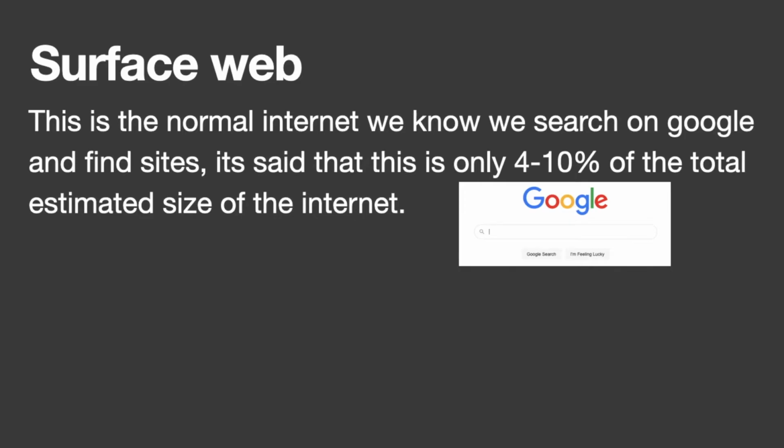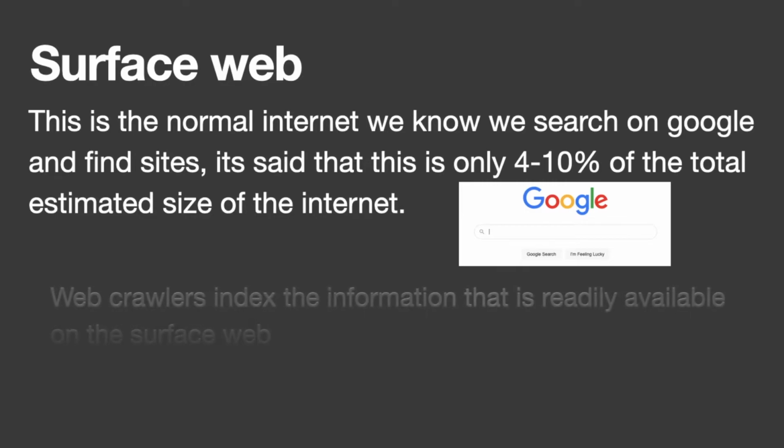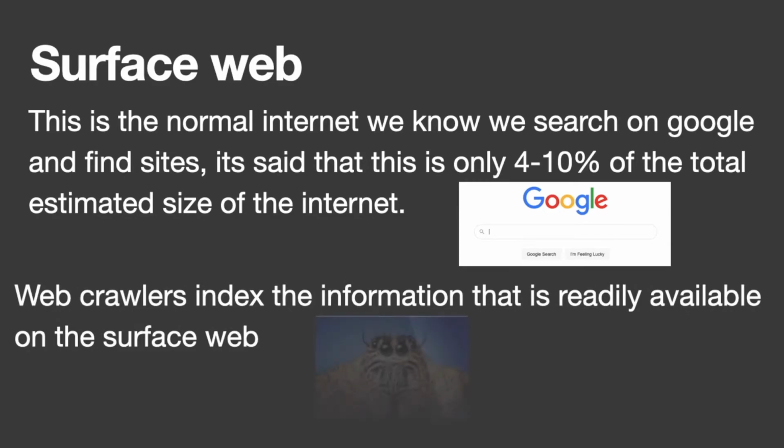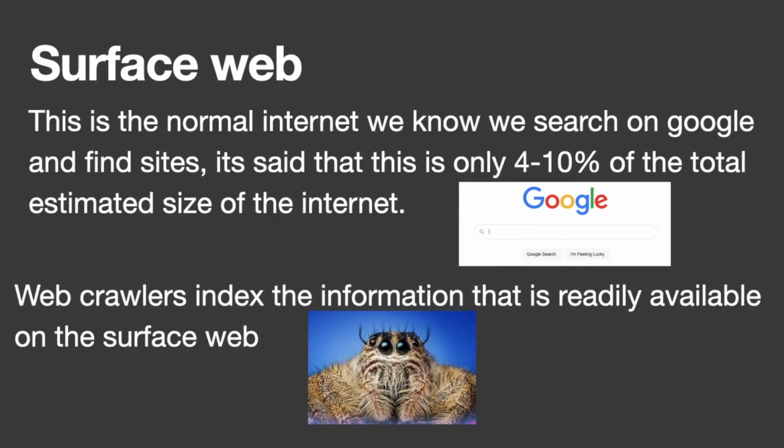That brings me to the surface web, and this is the normal internet as we know it, where we search on Google and find sites. This only makes up 4 to 10% of the total estimated size of the entire internet. We have web crawlers, as I said, that index the information, but they can only index information that is readily available on the surface web. They can't go deeper than that. They can only go to what's being put out there and display that to you. That leads to the next topic of the deep web.